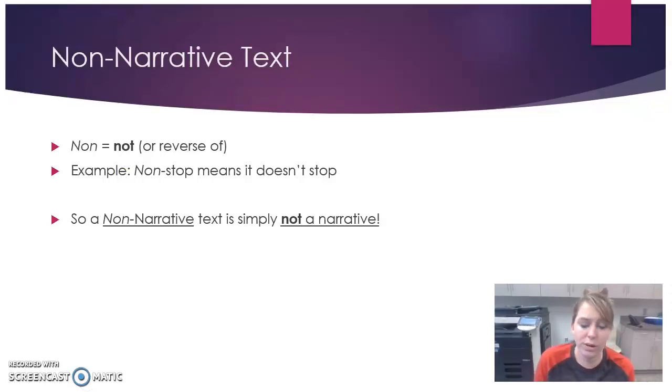So then we're going to look at what is a non-narrative. So we looked at all of those examples of narratives. Now we're going to look at non-narrative. The prefix non means not or the reverse of. So if I say, she is talking nonstop in my class, I mean that talking doesn't stop. She never stops talking, right? So nonstop means it doesn't stop. So a non-narrative is just simply not a narrative. It's something that is the opposite of a narrative. It's not a narrative. So it's something else.